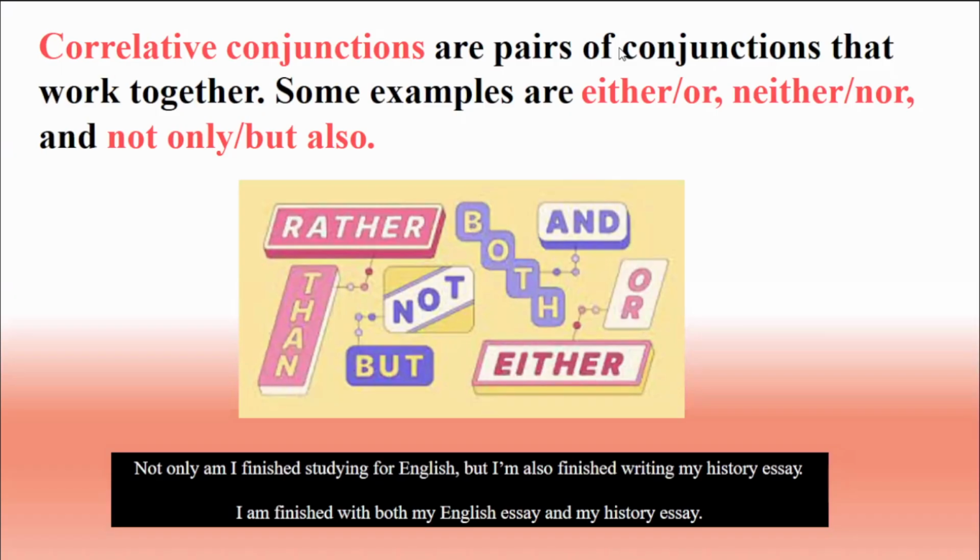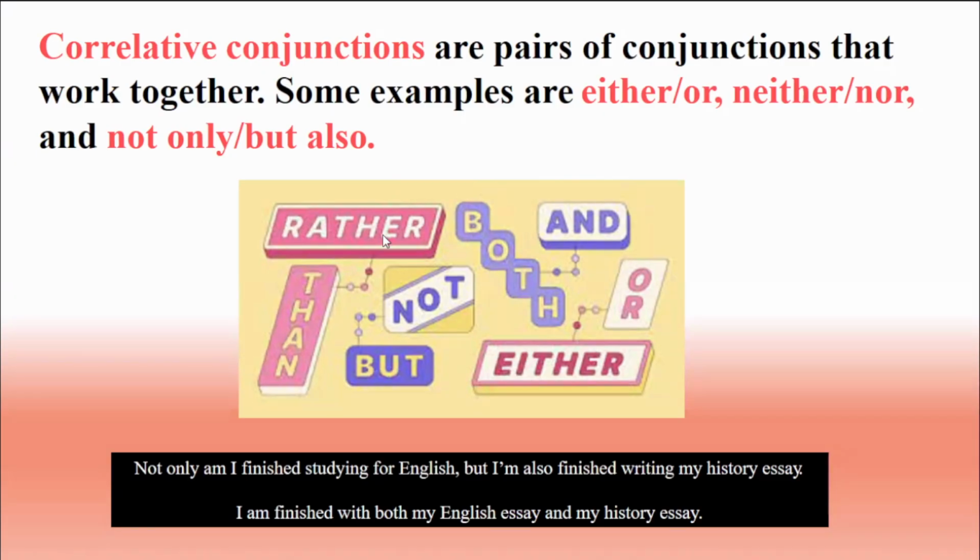Rather than. I would rather accept the job offer than working here, right? So I would rather accept the job offer than working here, when you're fed up of working in a certain place, right? So those are the instances where we use these conjunctions.